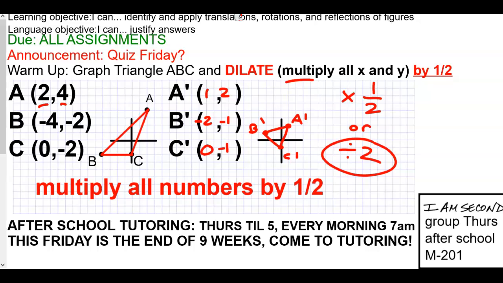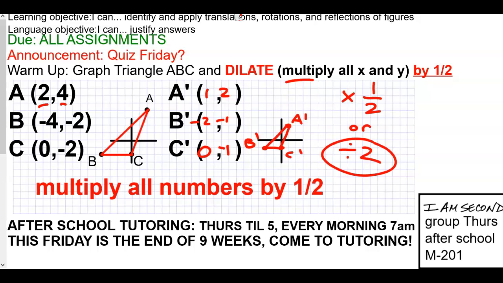Now, doesn't that look half as big? Wait a minute. My bad. This B was wrong. Try it again. Let's not do it wrong, Mr. G. Come on, Mr. G. All right, -2, -1. My bad. And then what? 0, -1. All right, there you go. Half as big. Little triangle.